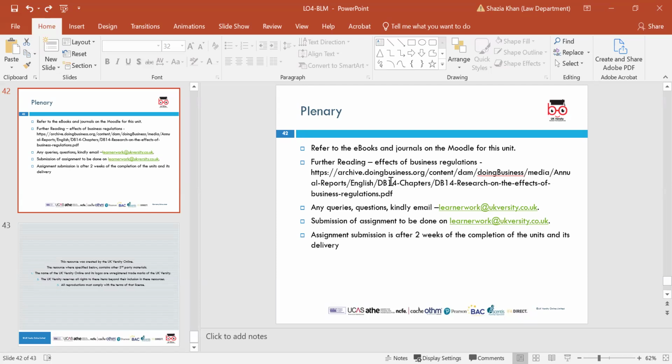Any queries, any questions you have, please email learnerwork@ukvarsity.co.uk, and submission of the assignment is to be done to learnerwork@ukvarsity.co.uk. Assignment submission is after 2 weeks of the completion of the units and its delivery. So you need to make sure, if you need to, go on to Moodle to have a read around the learning outcomes. They are all recorded and will all be on Moodle for you. The assignment brief is on Moodle for you. And the next session we will have is the assignment discussion.